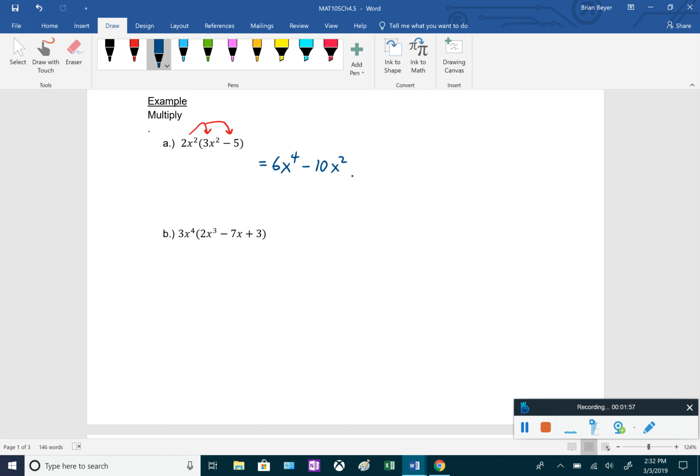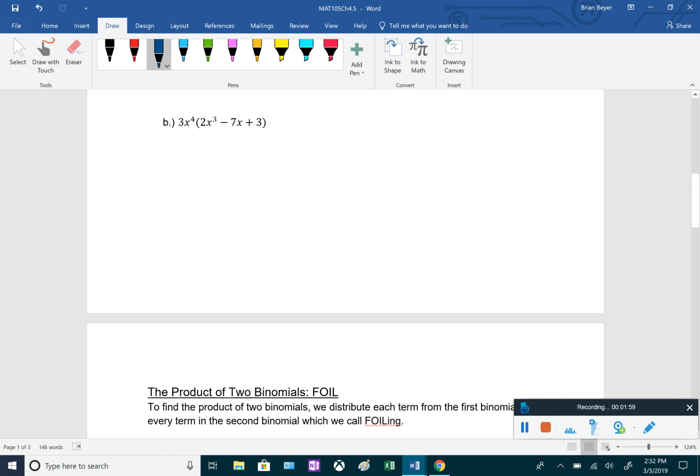Okay, and then for B, the next one here, we have 3x to the 4th times 2x cubed minus 7x plus 3. So we're multiplying a monomial into a trinomial. We have to multiply the 3x to the 4th into each one of those three terms. So 3x to the 4th times 2x cubed, 3 times 2 is 6. X to the 4th times x cubed, we add the exponents and get x to the 7th.